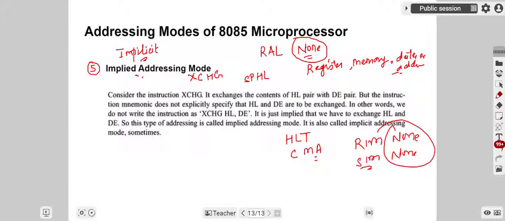Okay, so this was all about the addressing modes. If you have any doubt regarding this, you can ask me here.